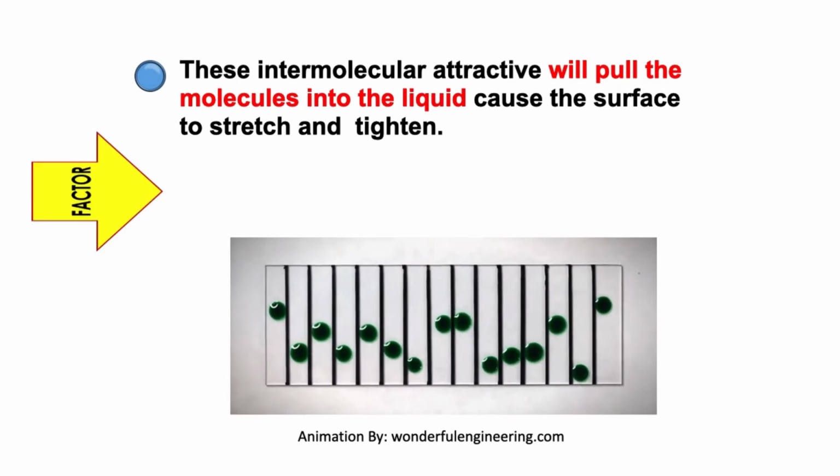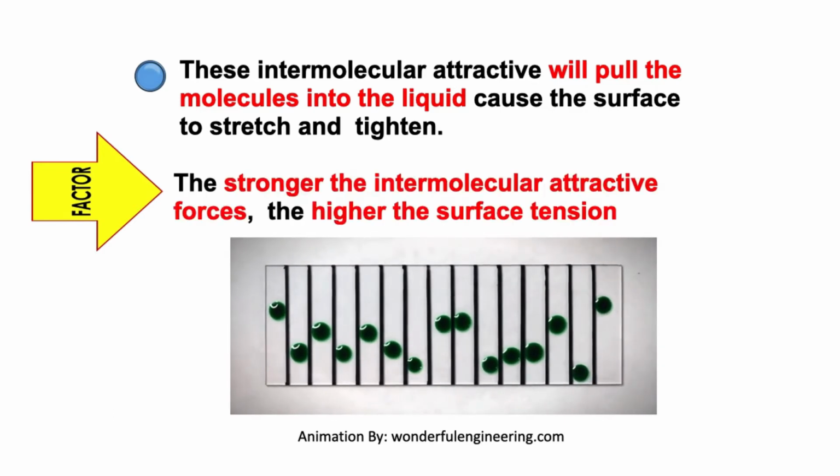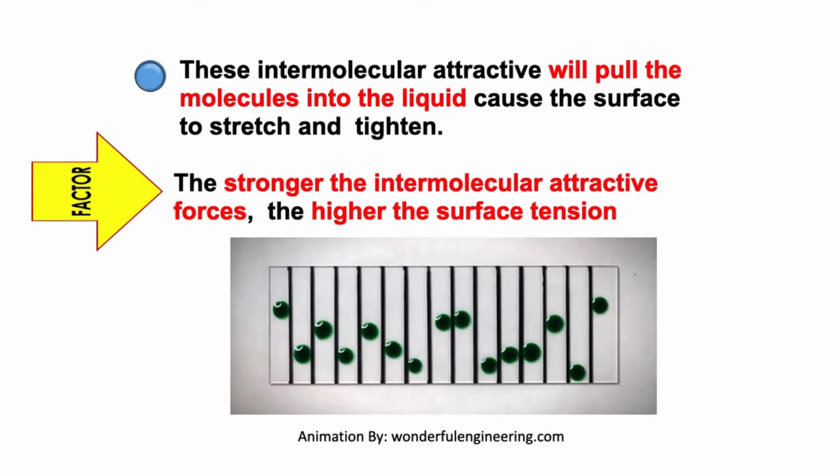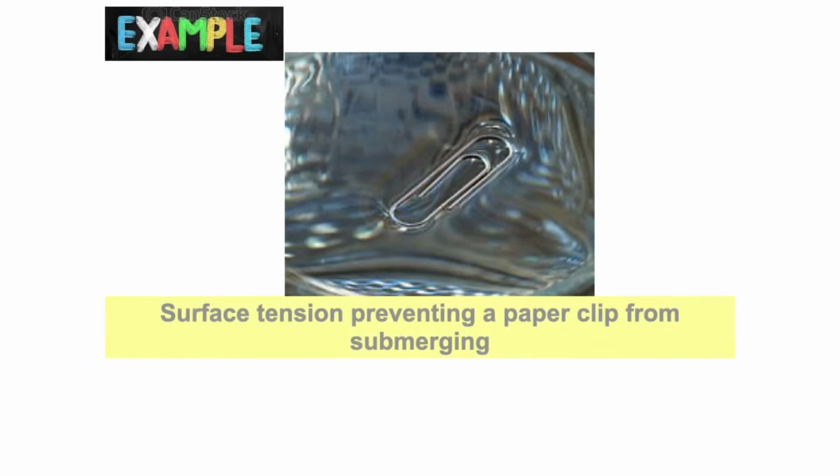One of the factors that affects surface tension is intermolecular attractive forces. The stronger the intermolecular attractive forces, the higher the surface tension. This is an example of surface tension. Because of the existence of surface tension, it prevents the paperclip from submerging.